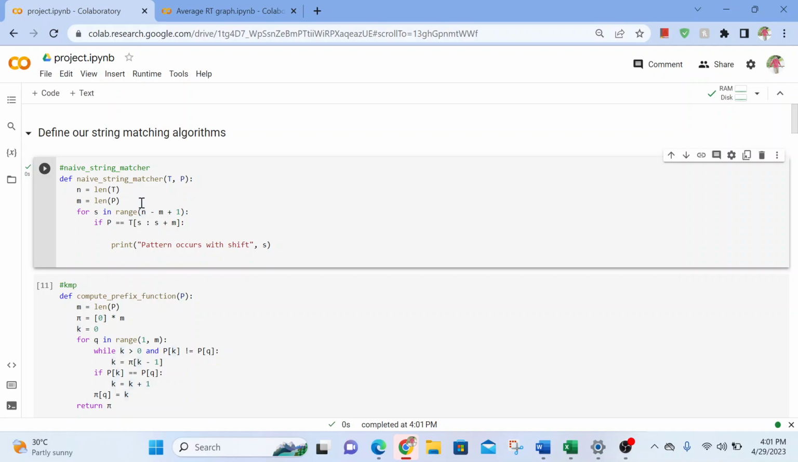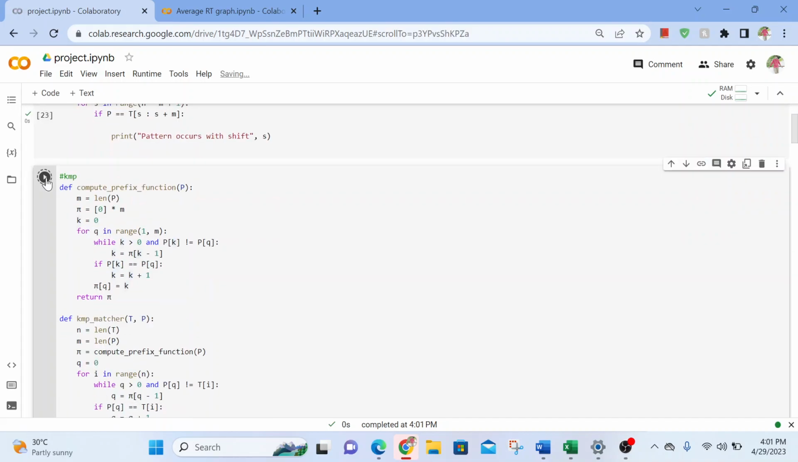The algorithm works by comparing P with a substring of T of the same length as P, starting from the leftmost substring. If a match is found, the starting position of the match is printed. The code first calculates the lengths of T and P, iterates over every possible substring, and checks whether it matches. So I'm going to run this code, and this is for the KMP.